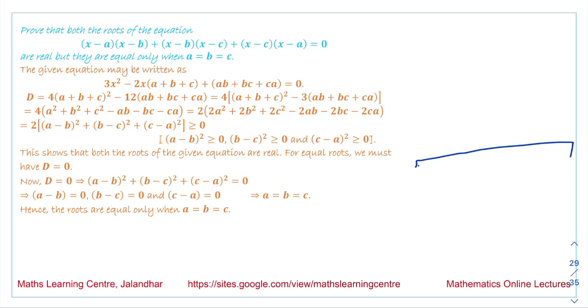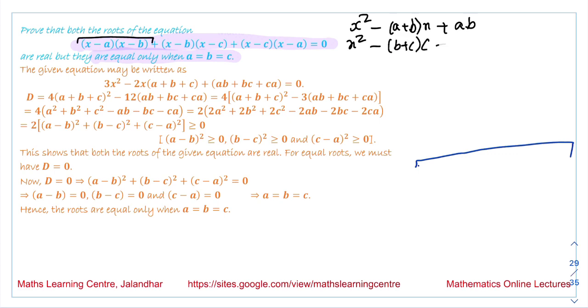Now next we have to prove that the roots of the given equation are real, but they are equal only when a is equal to b is equal to c. So how can we write this equation? The first term is x square minus (a plus b)x plus ab. The next term is x square minus (b plus c)x plus bc, and the next term is x square minus (c plus a)x plus ac.